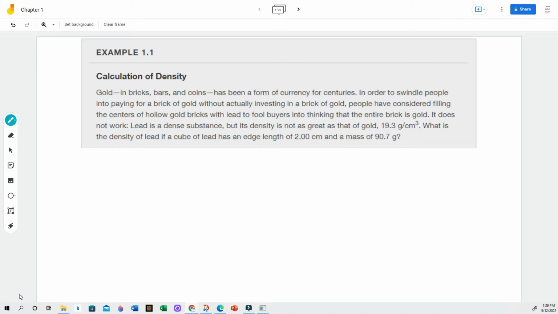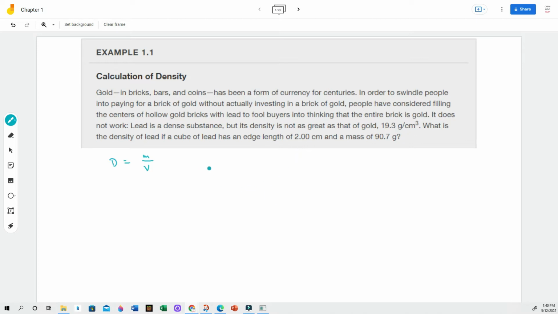To calculate density, we need the mass of the object and the volume of the object. So density equals mass over volume. We have the mass of our lead brick, 90.7 grams, but we are lacking the volume. What other information do we have that can maybe help us determine a volume? Well, we know we have a cube, and we also know the length of one edge.